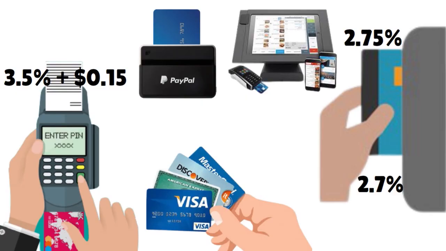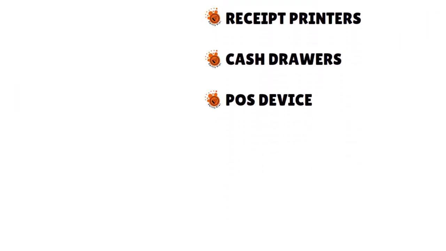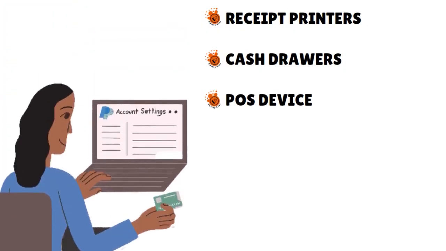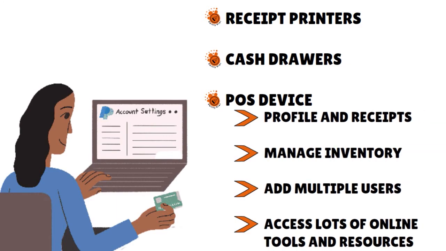And if your business needs the flexibility to add additional credit card terminals, you want to consider purchasing from PayPal's suite of POS products. You can get receipt printers, cash drawers, and POS device stands and cases. It really depends upon what's important for you. And PayPal Here also lets you customize your profile and receipts, manage inventory, add multiple users, and access lots of online tools and resources.